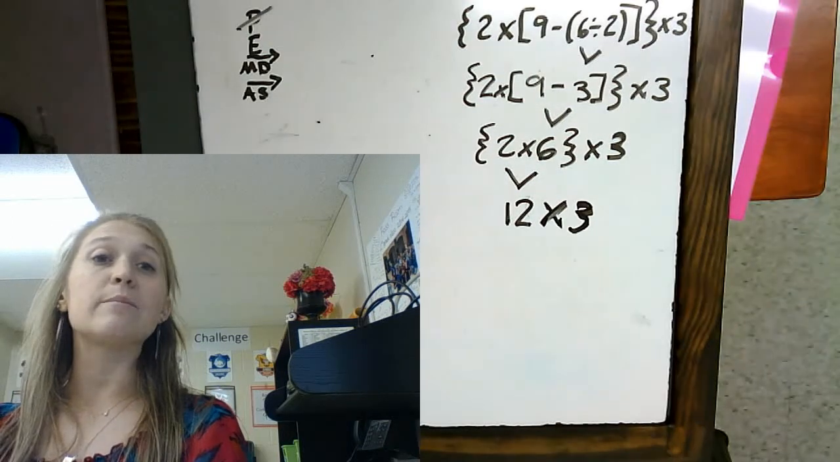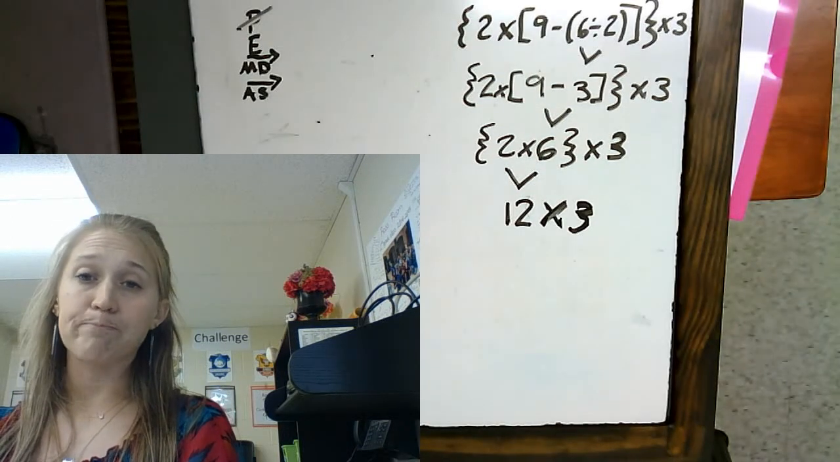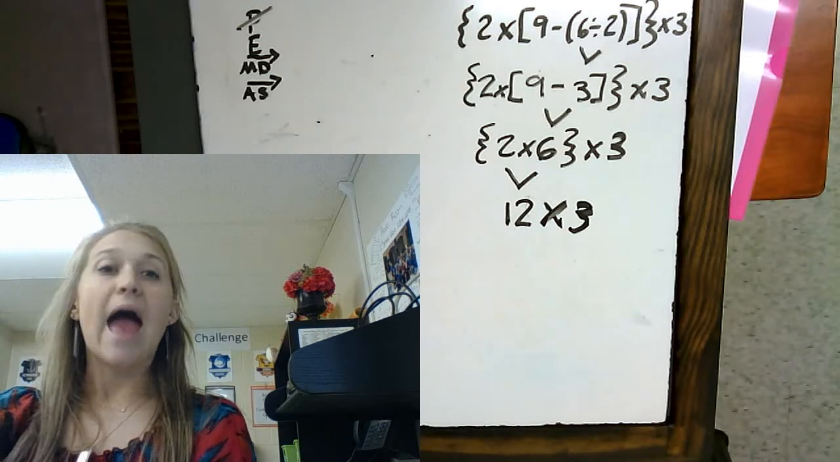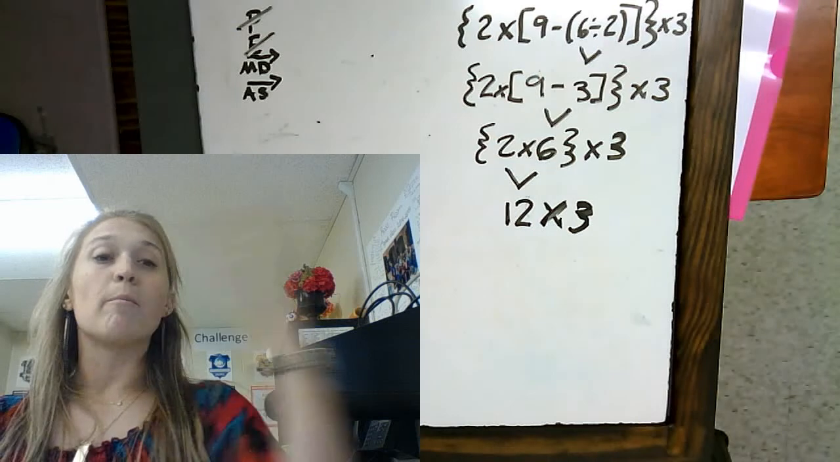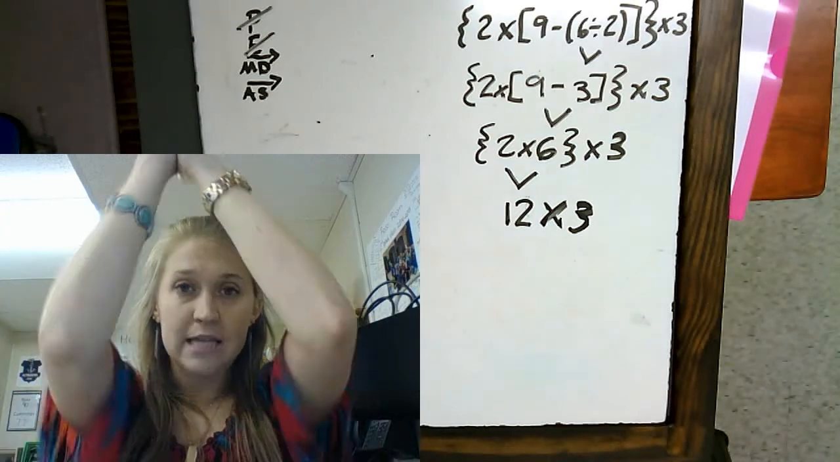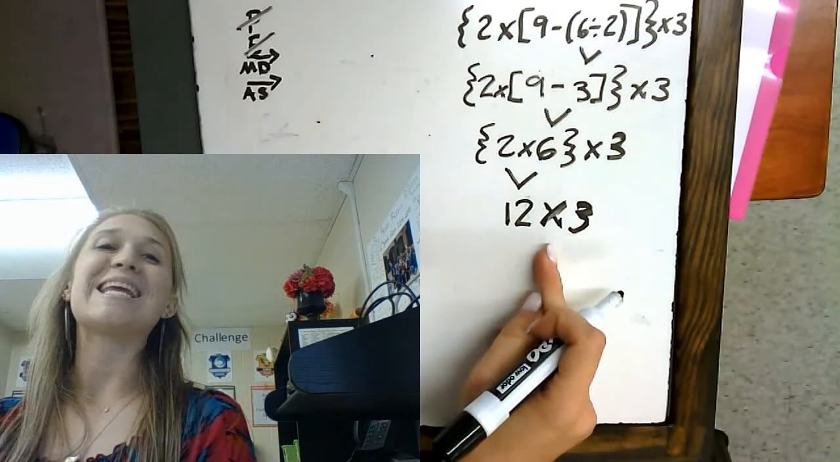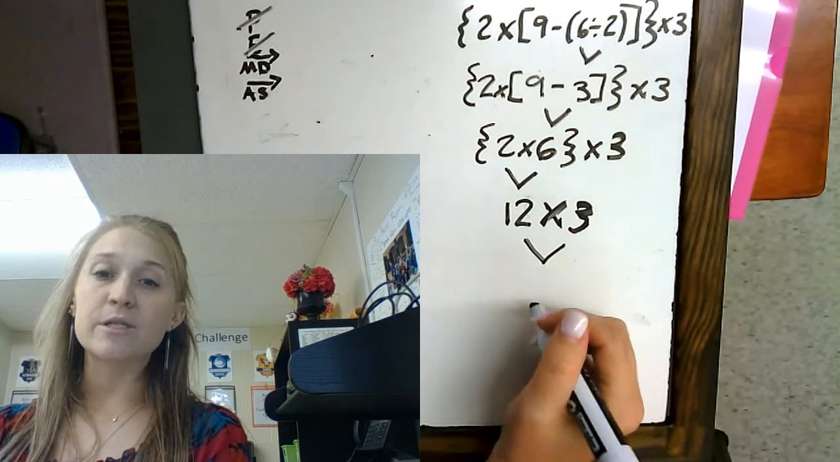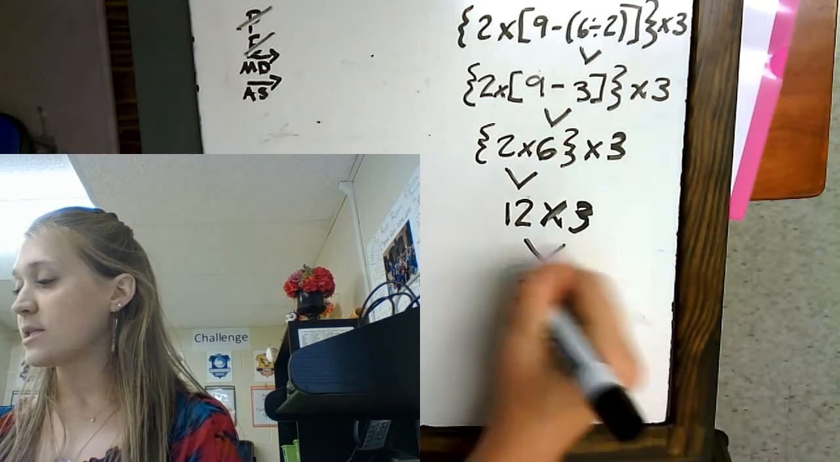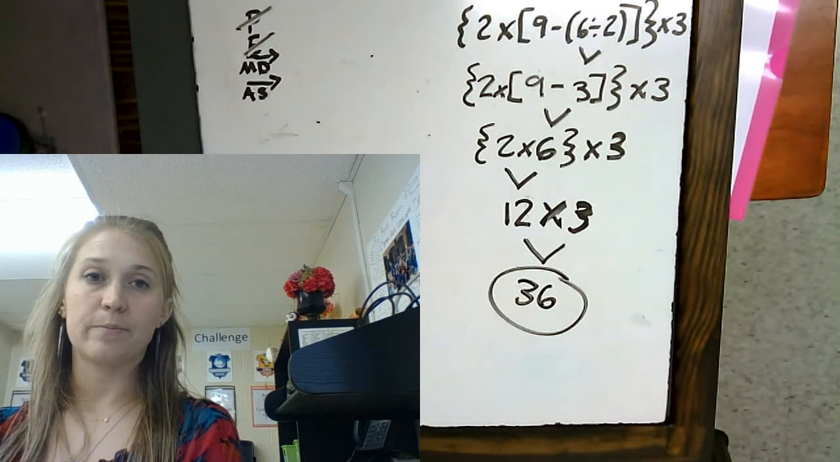I go over here. I'm done with parentheses, right? Please be clever. Exponents come right next in line. Any exponents? No. You can multiply and divide at the same time. Any multiplication or division? Yes. And it's the last thing that I need to do. 12 times 3 is 36. And there's my answer. Okay?